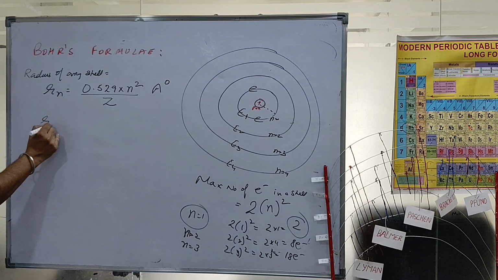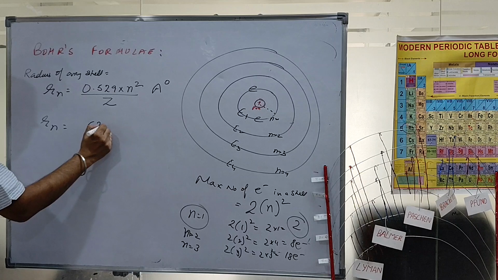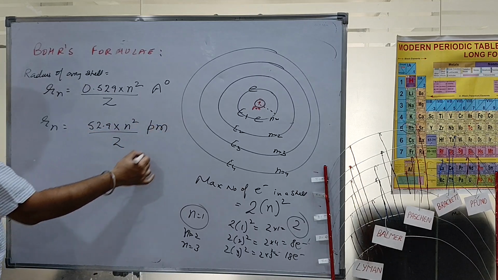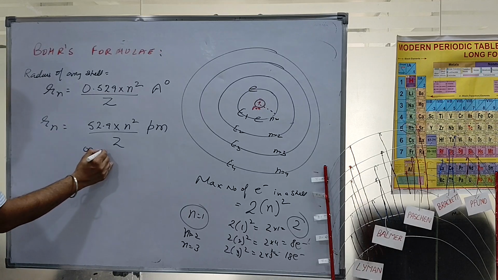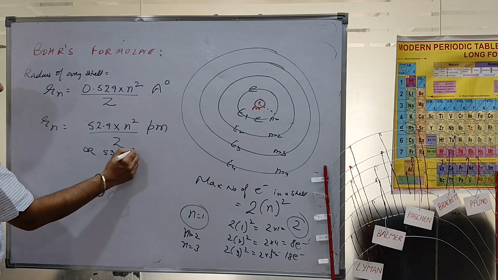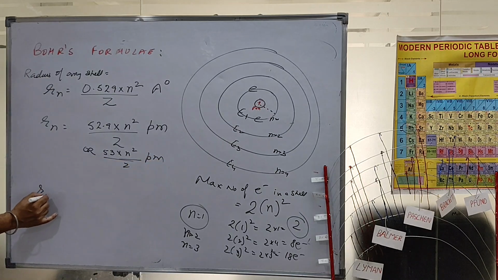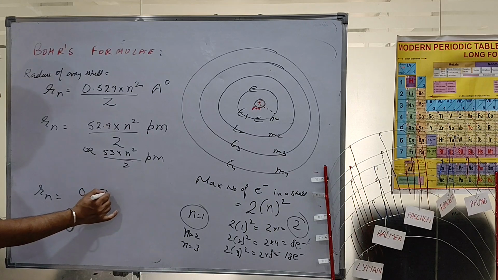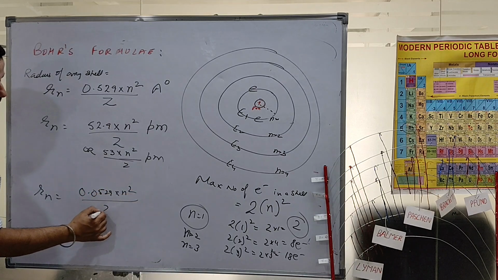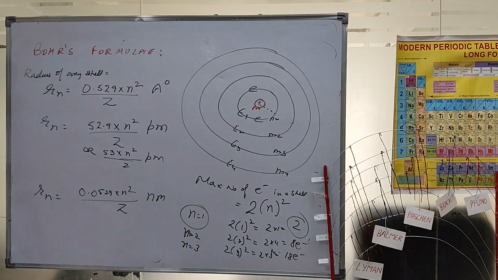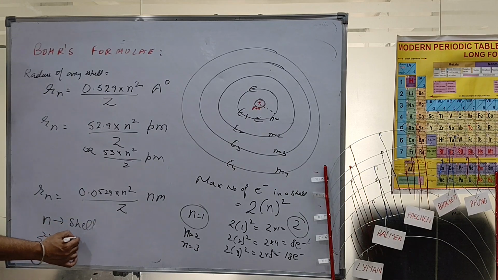अगर इसी को 52.9 इंटू एन स्क्वायर बाय जेड लिख दे तो it comes in picometer, and 52.9 is also written in some books as 53. अगर इसी को 0.0529 लिख दे इंटू एन स्क्वायर बाय जेड, then the answer comes in nanometer, where n is the shell and z is the atomic number.